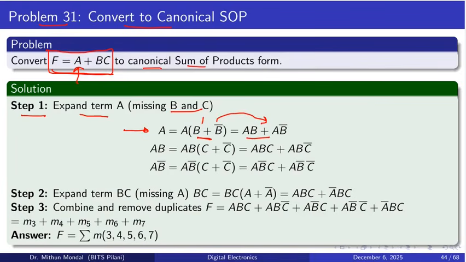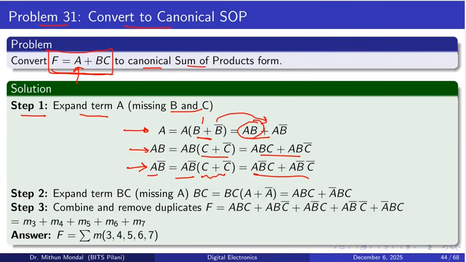Now in the term ab, c is missing, so we multiply with c plus c bar, which is again 1, and then expand this term to get abc plus abc bar. Now if we take a b bar, here c is missing, so we take the product with c plus c bar with a b bar and then expand it, and we get it in this form.